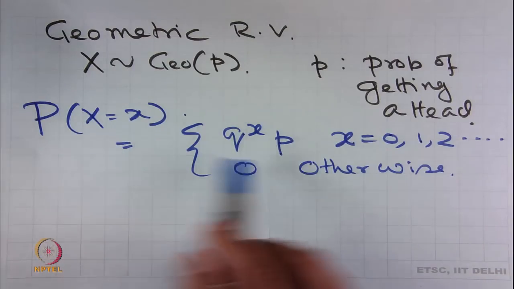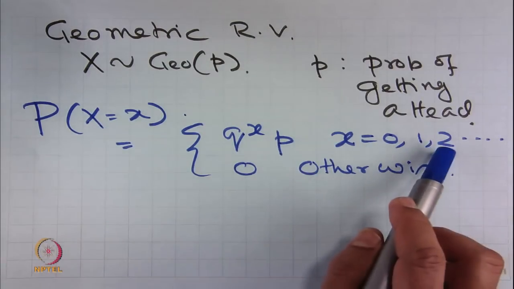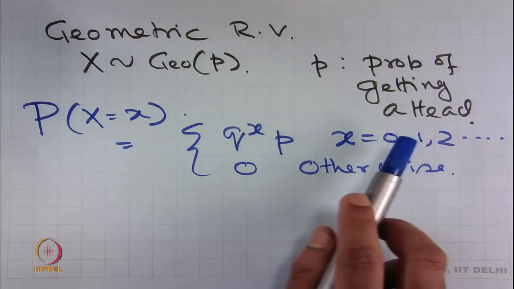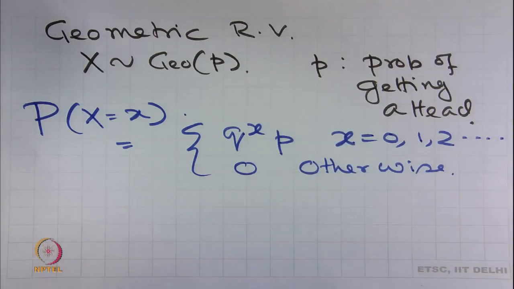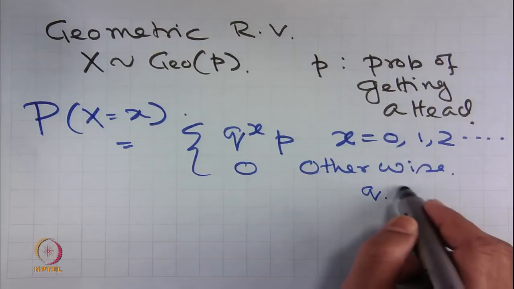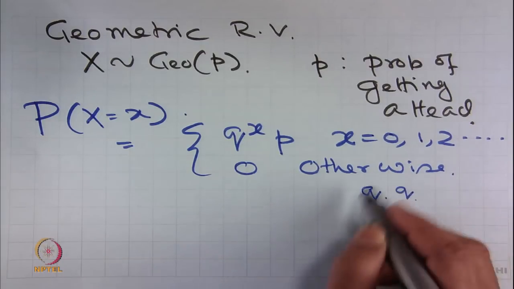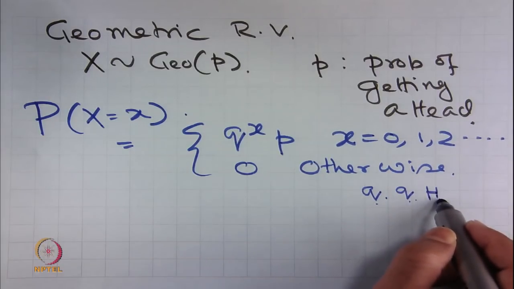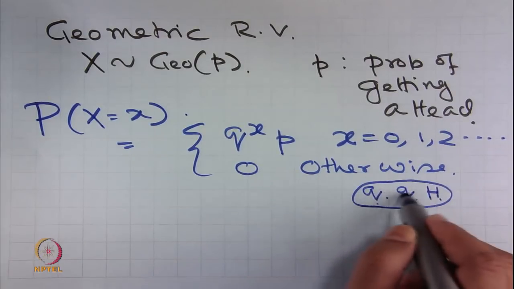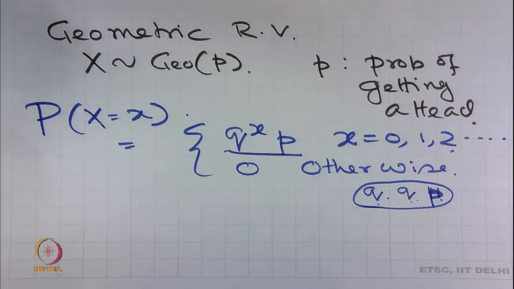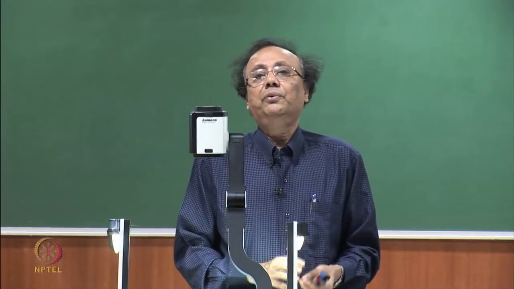That means, suppose the geometric random variable takes a value 2. That means, you had to make 2 tosses before getting a head. So, in the first toss, you got a tail whose probability is q. In the second toss, you get another tail whose probability is q. So, you had to wait for 2 tosses to get the head, and its probability is p. So, overall probability is q square into p for x is equal to 2. This is the basics of the geometric random variable, and it is used for modeling the waiting time.